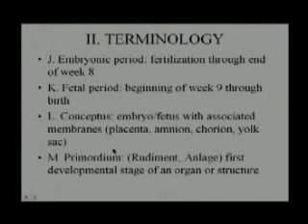Primordium is the beginning, the first discernible indication of an organ or structure. For example, the primordium of the upper limb appears as a bud on day 26. The terms anlage and rudiment have similar meanings.